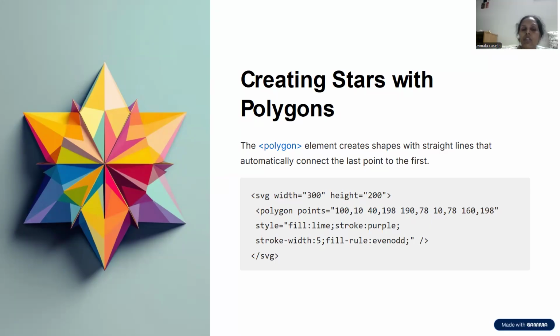Here the SVG width and height of 200 and 300 are given. Then the polygon points, all of which you need to give within double quotation marks. The style can also be given if you want: the fill color, the line style, and the stroke color can all be mentioned here, and then close the SVG. Using this we can create stars.